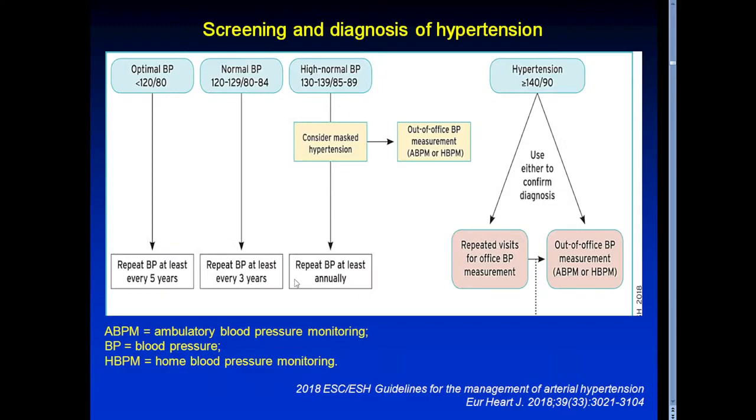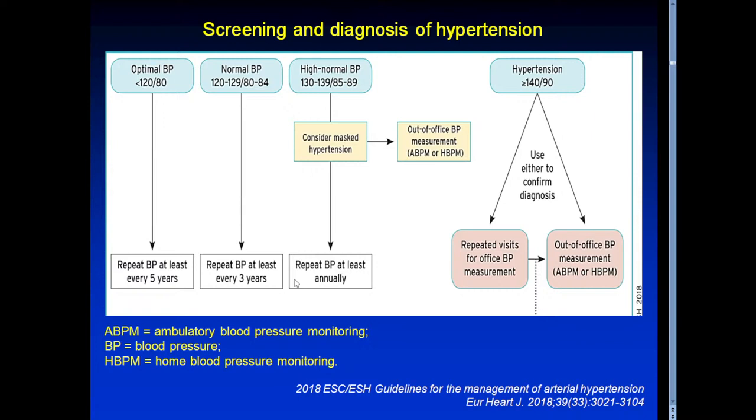Screening and diagnosis of hypertension. If a patient has optimal BP, less than 120 to 80, we should repeat BP at least every 5 years. If normal BP 120 to 129, and diastolic 80 to 84, repeat BP at least every 3 years. High normal BP, repeat BP at least annually.